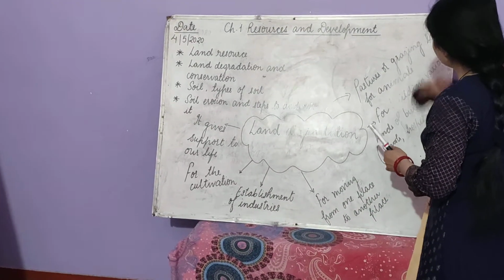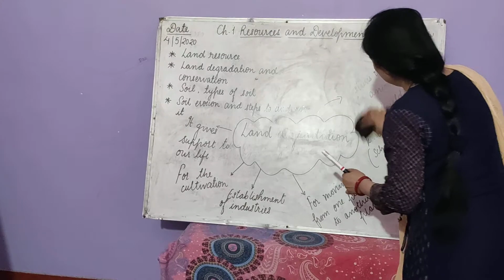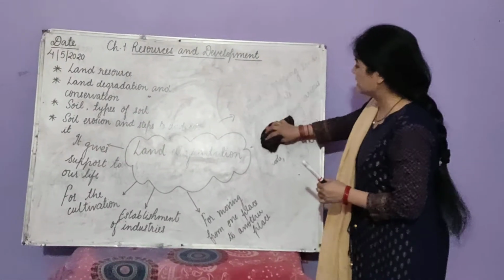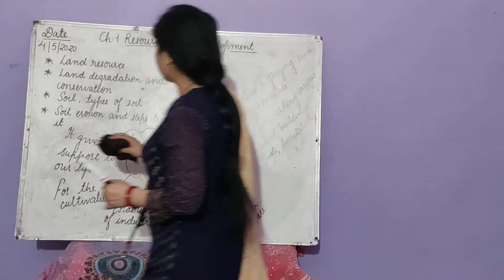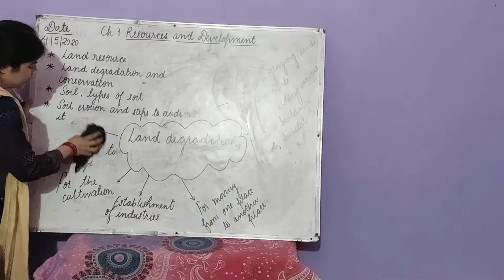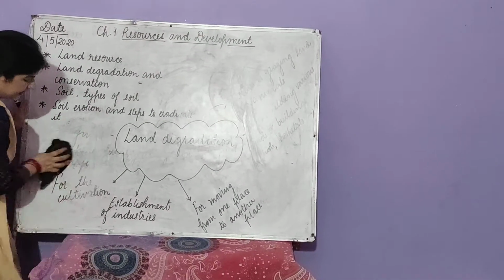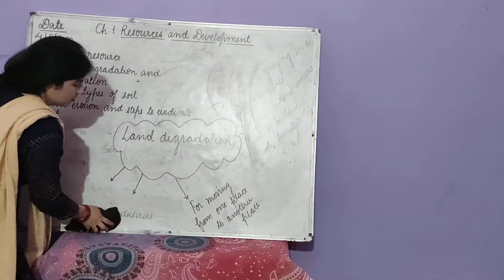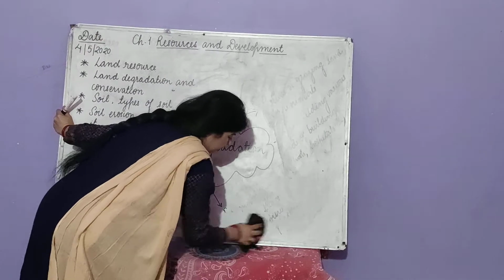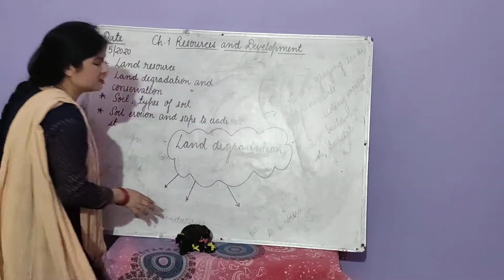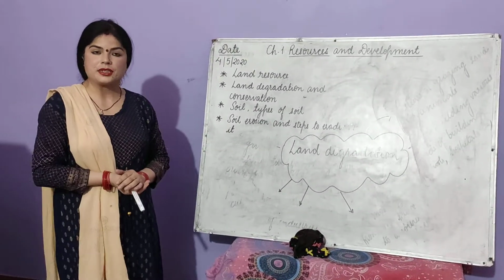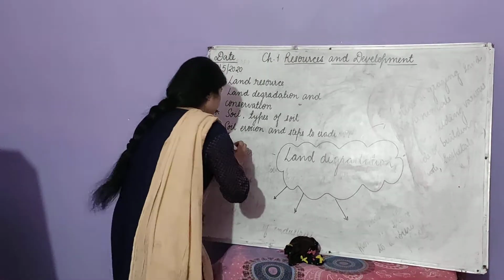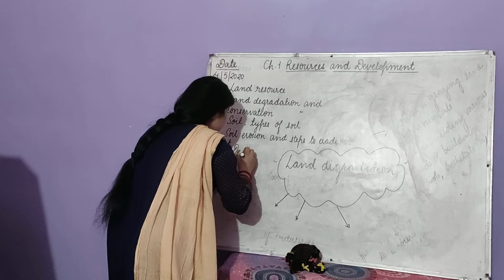Children, land degradation means when land is going to be damaged or destroyed. There are several reasons when we come to know that land degradation is going on. And sometimes we, the human beings, are also responsible for this land degradation. How? I shall tell you. First, deforestation.